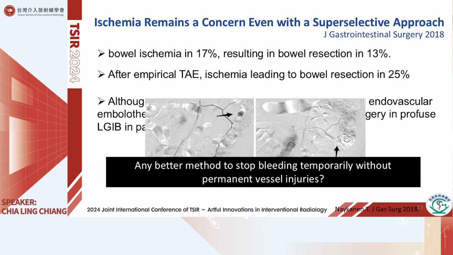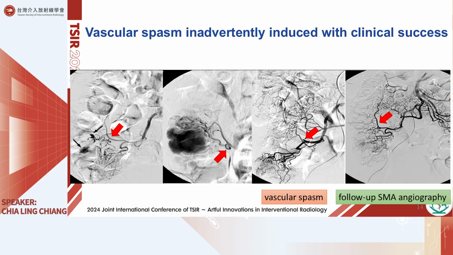However, major post-embolization complications really do occur, and endovascular therapy is still the first-line approach over surgery in profuse low GI bleeding patients. However, if TAE is still mandatory for this patient, is there any better method to stop bleeding temporarily without permanent vessel injuries? We accidentally encountered a vasospasm event when we were doing this procedure.